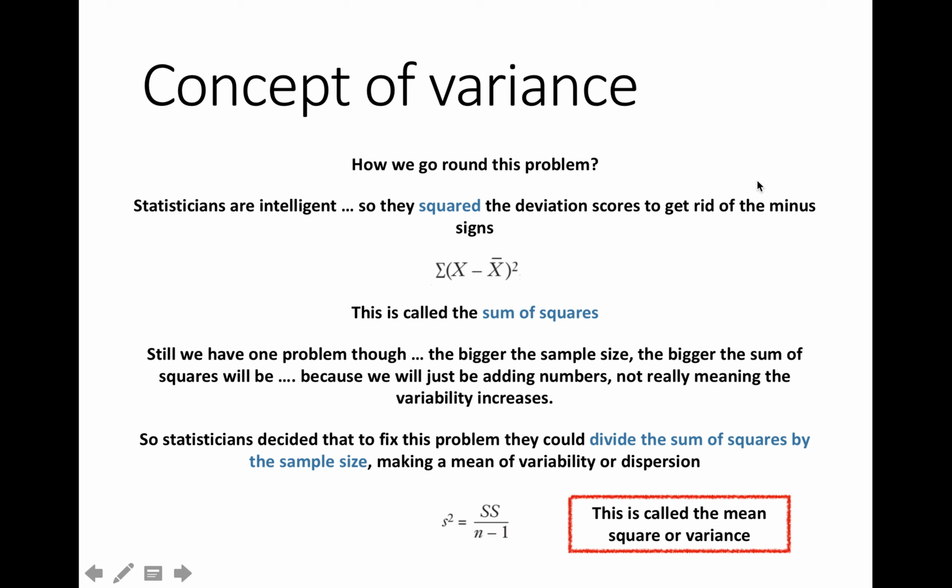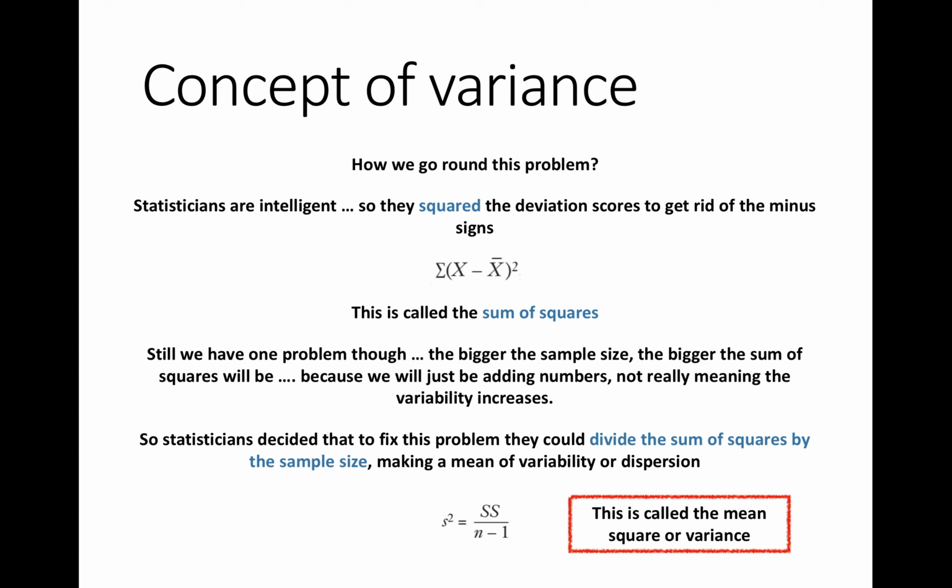Statisticians are intelligent, so they square the deviation scores to get rid of the minus signs. This is the magic, okay? And this is called the sum of squares, a very important term we need to understand. Still, we have one problem. The bigger the sample size, the bigger the sum of squares will be, because we will just be adding numbers, but that doesn't really mean that our variability increases. It's just because we'll have more numbers to add in the summation.